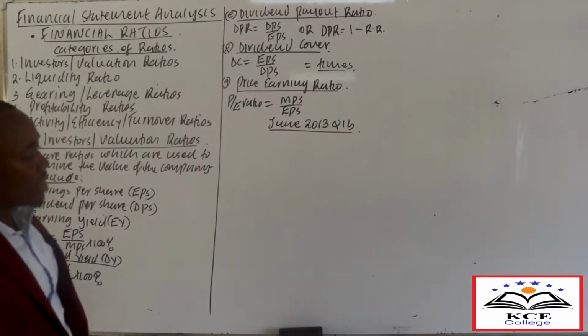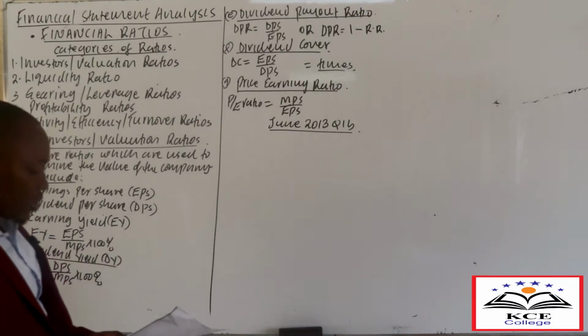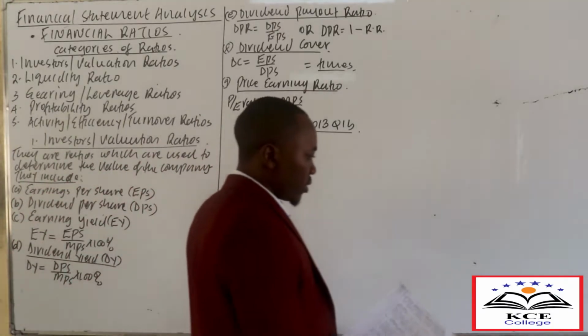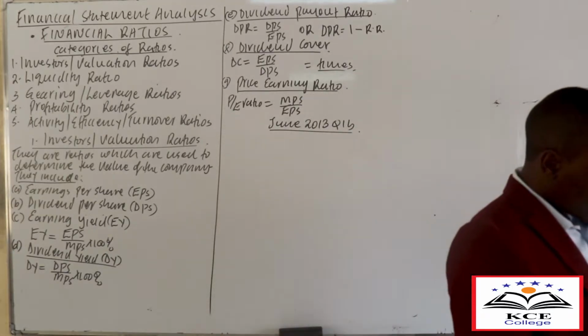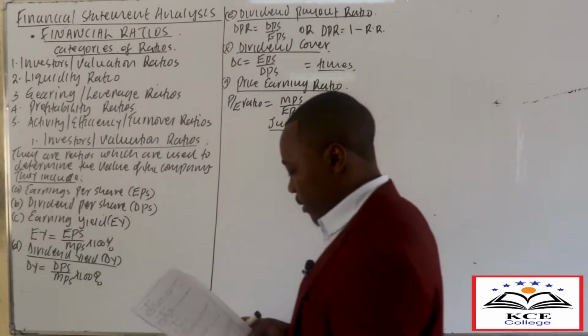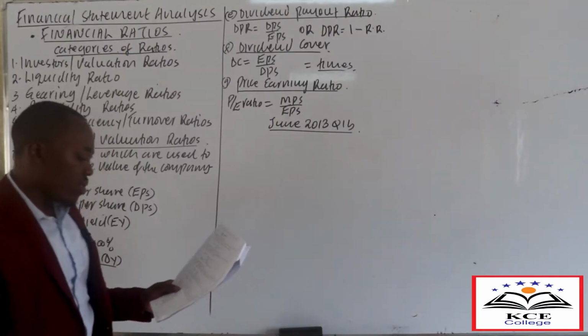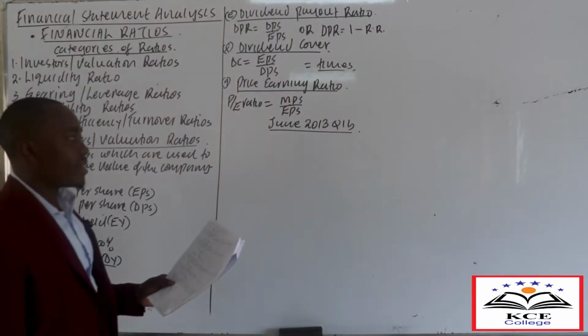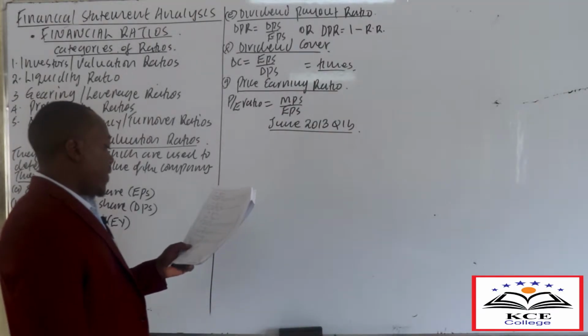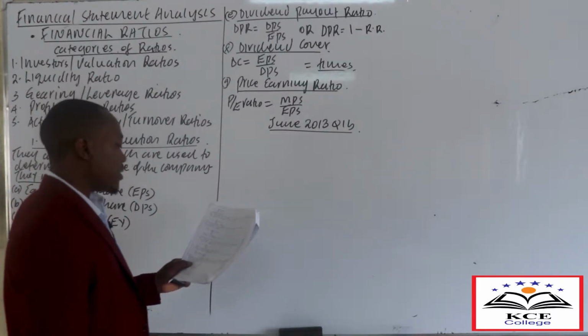So now let's do some illustration. Let's do June 2013 question 1B. The question is already in your notes, so let's use the question in your notes. June 2013, question 1B. You're told that Davidex Limited share has a nominal value of 80 shillings. Nominal value is the same as the par value. The company pays 10% of the nominal value of the share as dividend for the year.